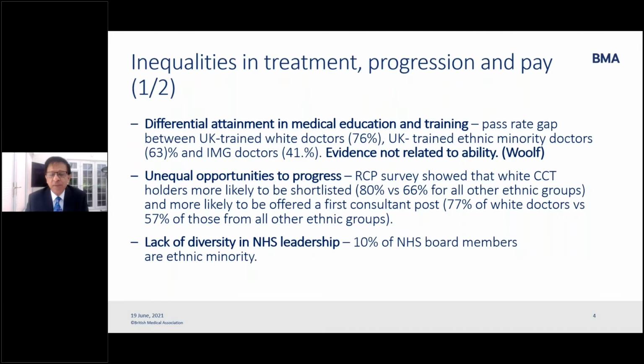Now, I'm going to just share some facts here. This is not opinion. These are facts. When you look at the medical profession, there is differential attainment in the pass rate of doctors of ethnic minorities in postgraduate examinations. This pass rate gap is very stark when you compare UK trained doctors with international doctors, and you could argue, well, maybe that's because of cultural factors. But what's more concerning is that UK trained white doctors pass postgraduate exams at a far higher rate than UK trained ethnic minority doctors who have actually been schooled here, they've trained here.